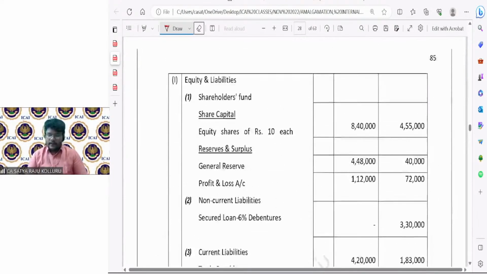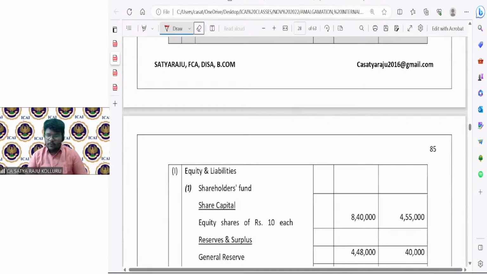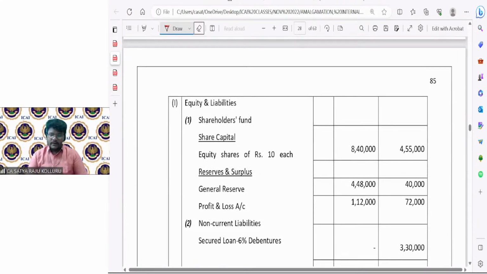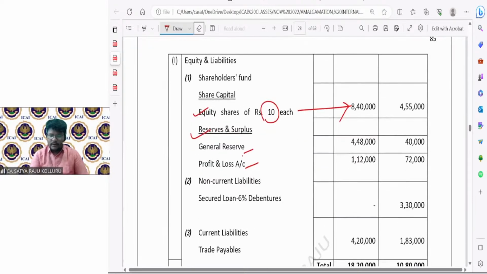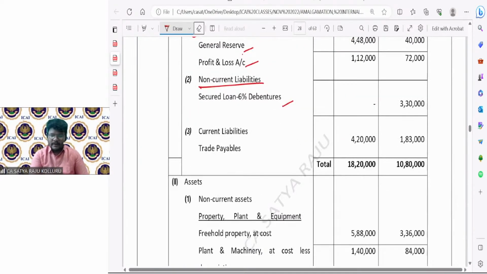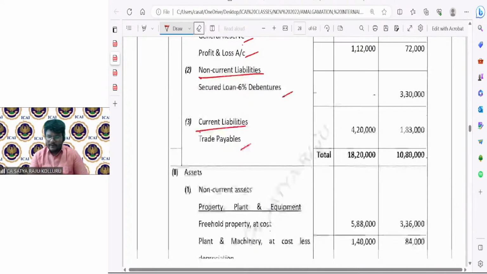Okay, fine. What is the balance sheet situation of both the companies? Let's have a look. Under shareholders' funds, share capital, equity shares of rupees 10 each were given. Under reserves and surplus, general reserve is there, profit and loss account given. Under non-current liabilities, secured loans, 6% debentures were given. Under current liabilities, trade payable is there.